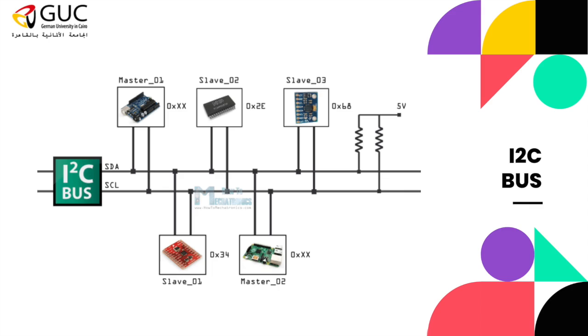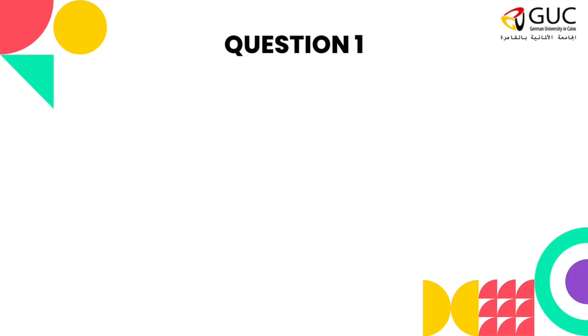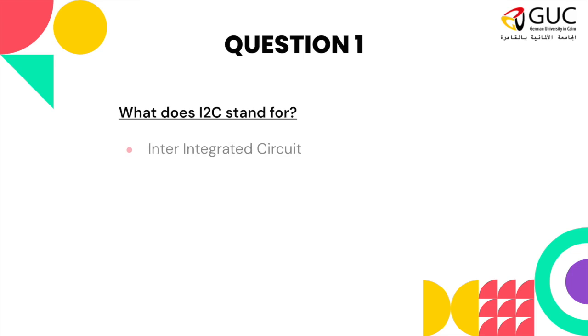Okay, so let's move on to our first question, and these are just general information questions. So actually, what does I2C stand for? It stands for inter-integrated circuit. Therefore, it is sometimes stylized as I²C because it is IIC. We have two I's, so actually it is I-squared-C or I2C.